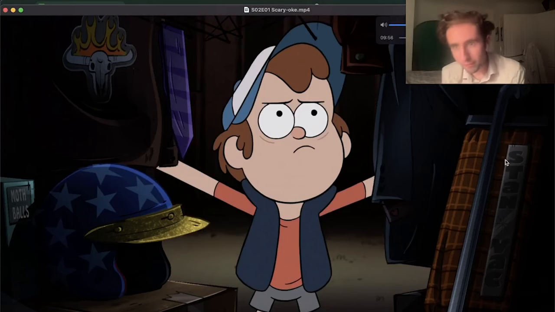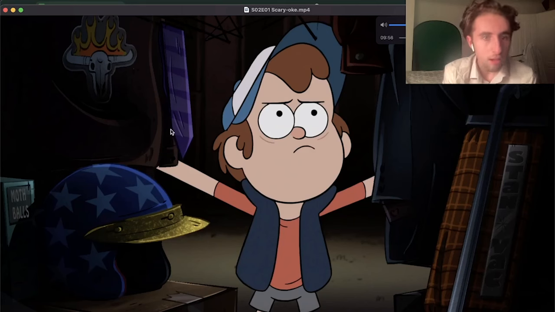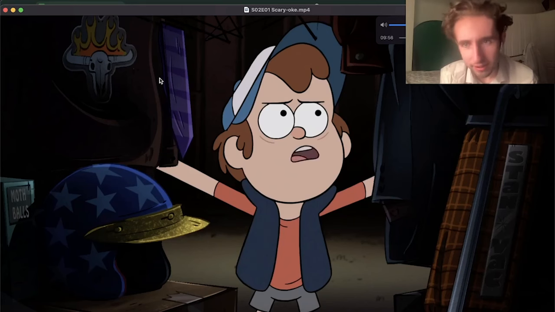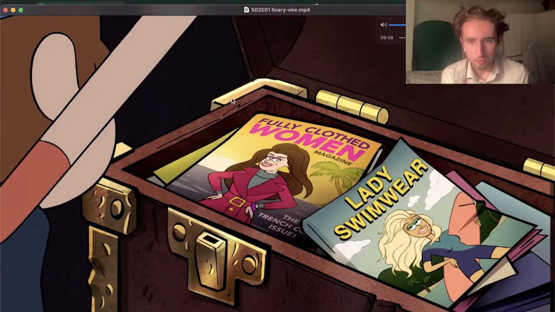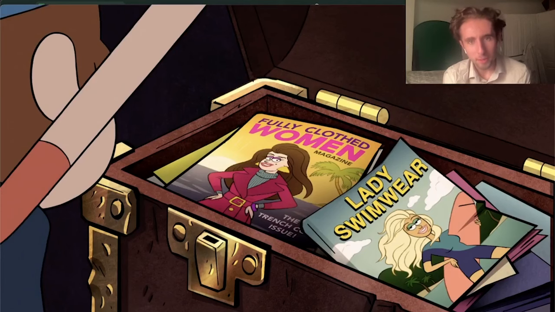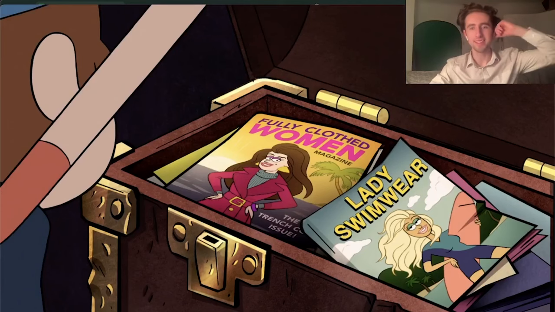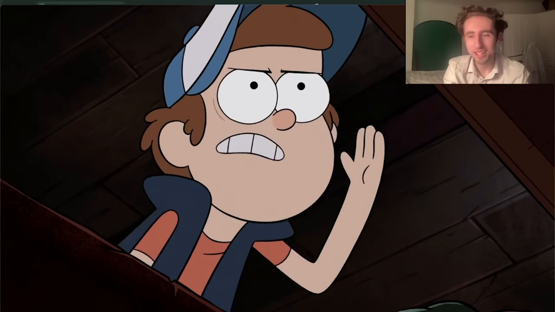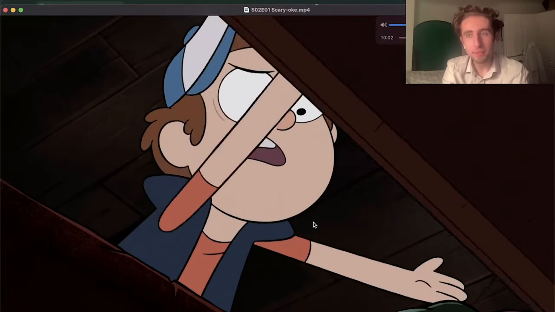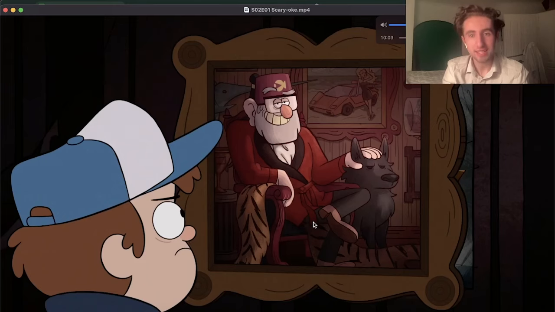Oh, Stan Vac again. So this is actually a vacuum. I guess this is just his closet. That's just one of his jackets that he wears, I guess. Cool, boxing gloves, I think I saw in there as well. Fully Clothed Women magazine, the trench coat issue. Ladies swimwear. I love it, it's really funny. Those are the magazines that I like reading.